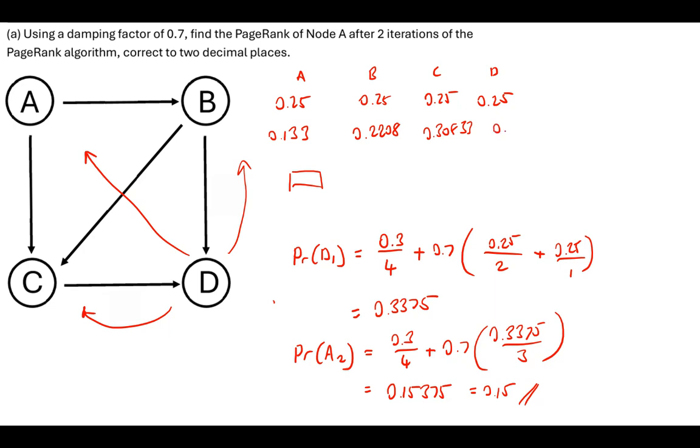0.30833, and this one we know is 0.3375. Those are all the page ranks for row 1, which I think is what most people would probably have done, but note that we can be a little bit sneaky.